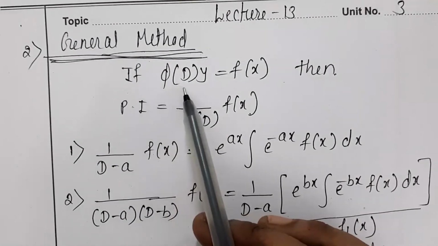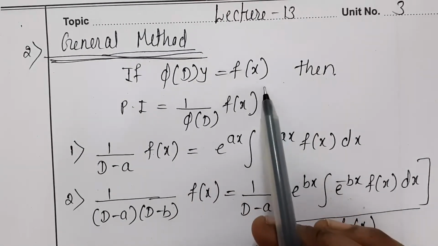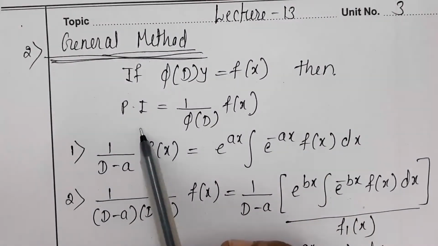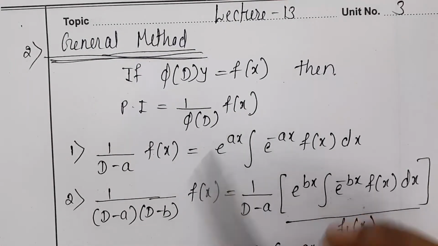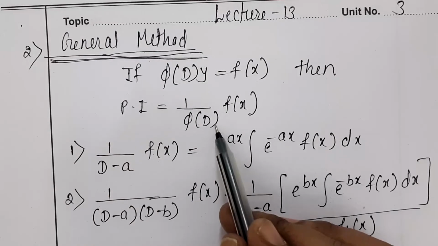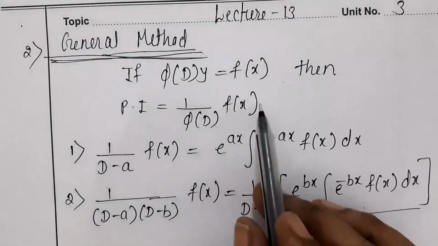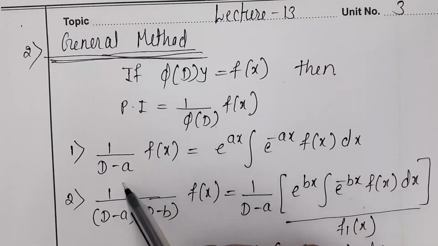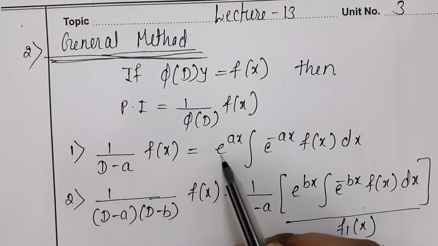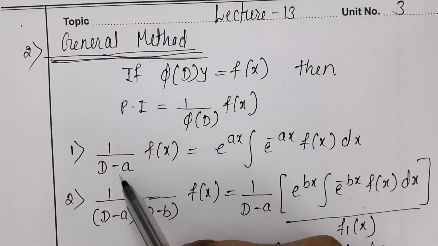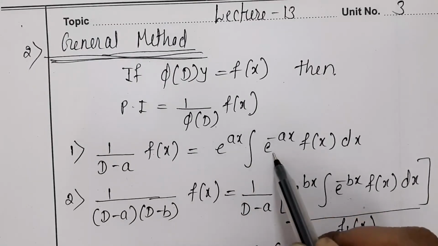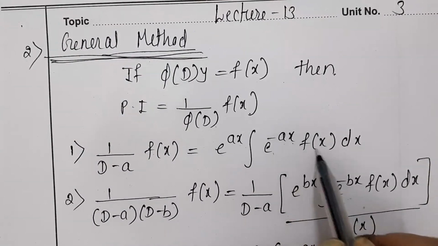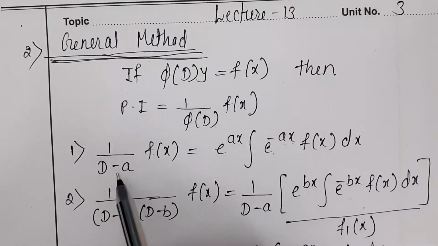Now the general method is, if phi of D into y is equal to f of x is the linear differential equation, then the particular integral can be written as 1 upon phi of D into f of x. Now how to operate this phi of D by the general method? If phi of D has a factor, 1 upon D minus a multiplied by f of x, then we can operate this 1 upon D minus a as e to the power ax outside, where a is this coefficient, and in the bracket integration of e to the power minus ax into f of x into dx.